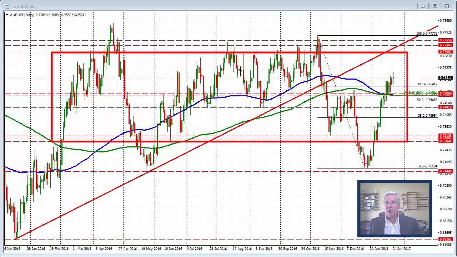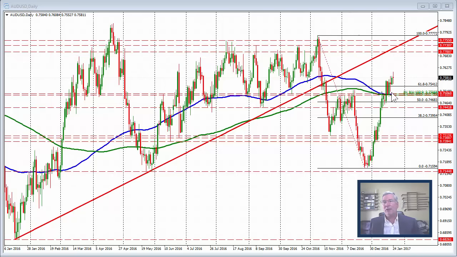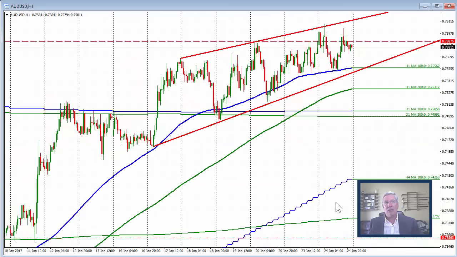Now, let's dig down a little deeper, because we don't really know a lot about this currency pair off the daily chart, but we can find out a little more about the technicals and what key levels are in play by looking at the hourly chart. Over the last six or so trading days, we've seen the price kind of move to the upside. That's because we've moved up, moved down, up and down repeatedly.